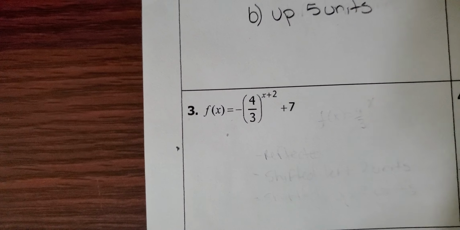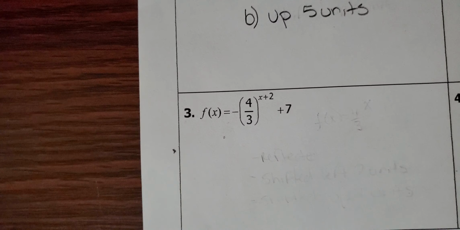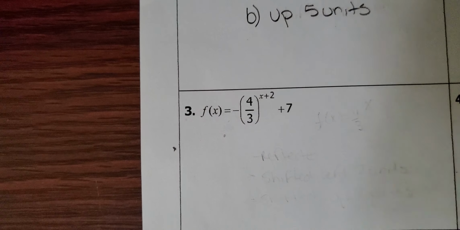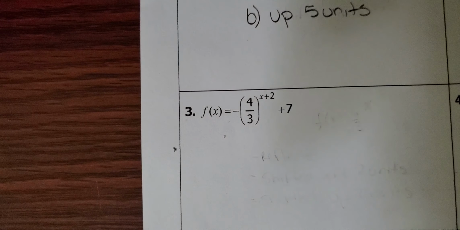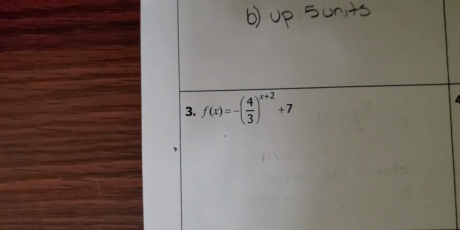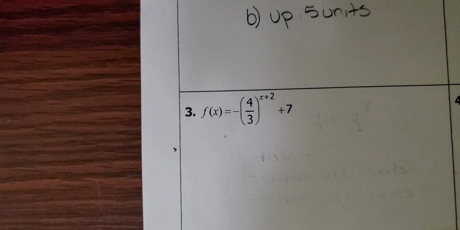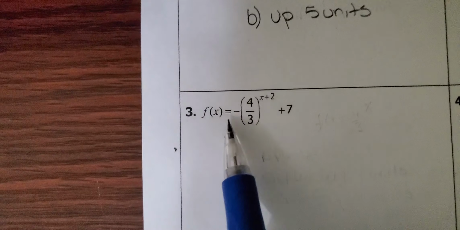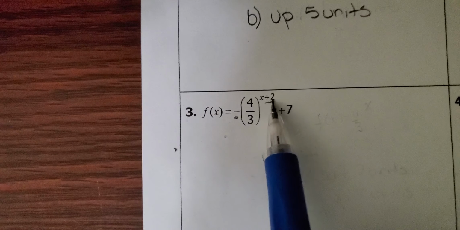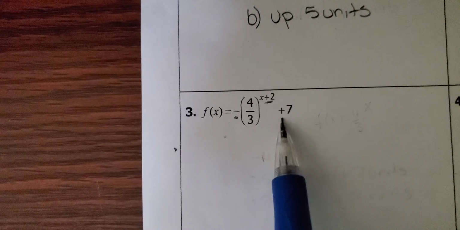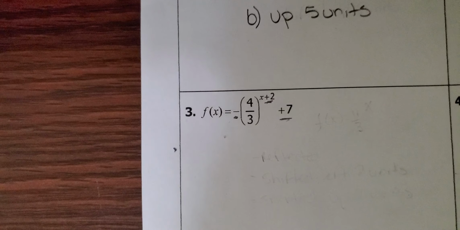Looking at example number 3, now I know you're probably saying, well, Miss Mann, how'd you go from 1 to 3? Well, I'm just doing the odds and I'm going to leave the evens for you. So looking at example number 3, we have f of x is equal to negative 4/3 raised to the x plus 2 power plus 7. Well, this one's a little interesting because a lot is going on over here. We have the negative out front, we have this 2 being added to x, and then we have this plus 7 here, okay?